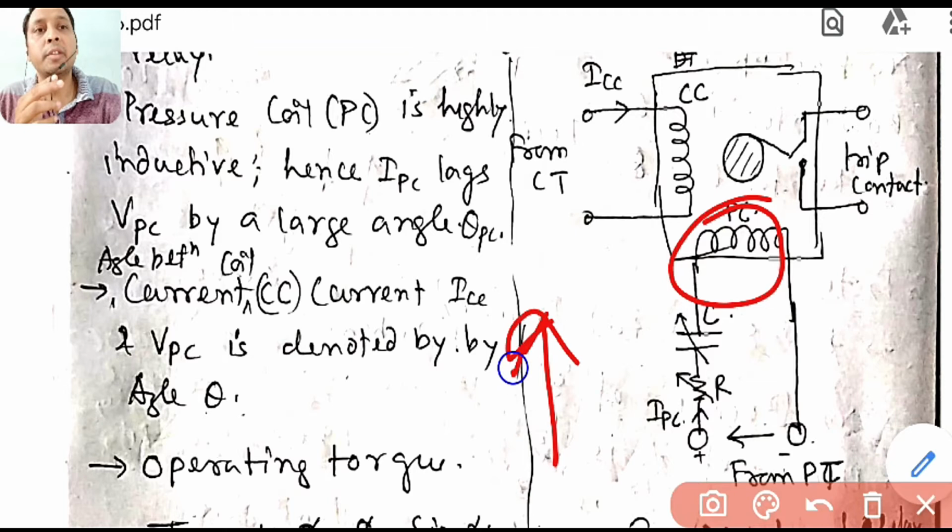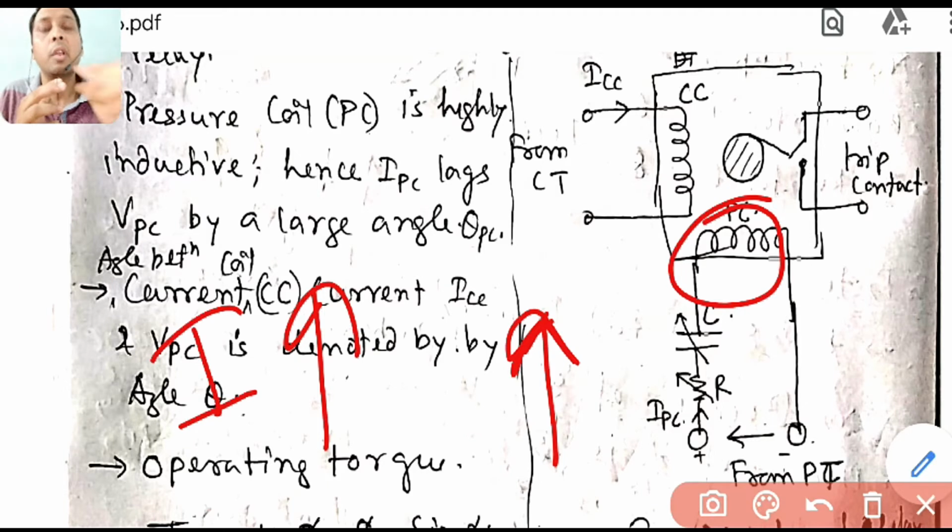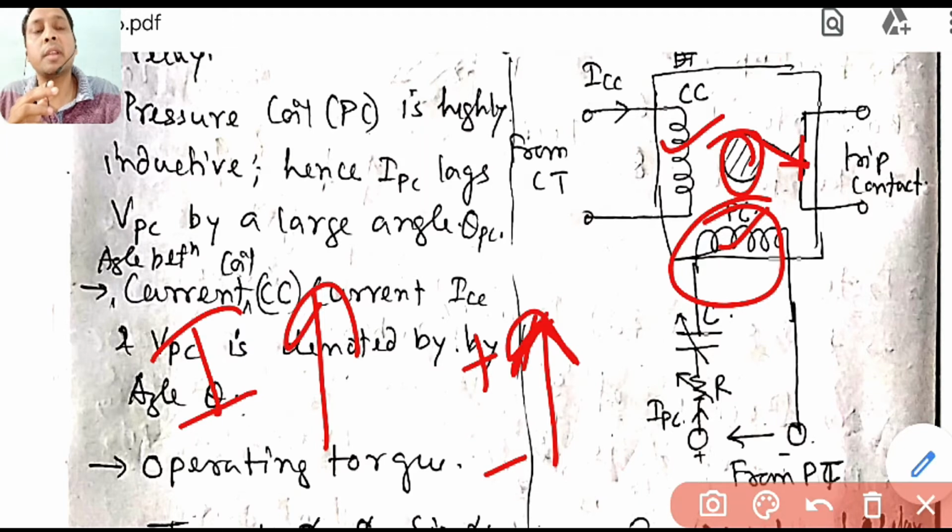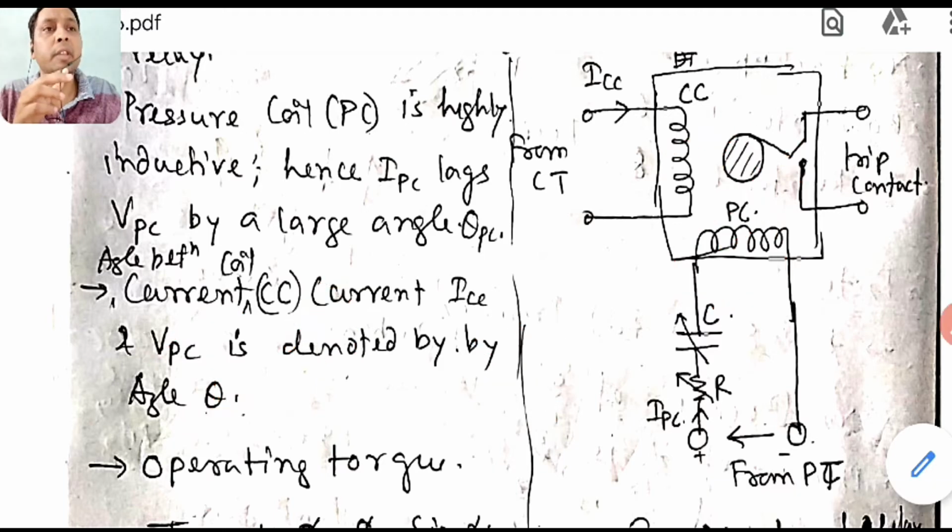What is the meaning of the voltage notation? For current, if this is this, that means current is flowing in. Voltage is not flowing. If someone gives voltage in this notation, that means this is plus, this is minus. So here voltage notation is given in this way. If you apply the voltage across PC, some current will flow, that is known as IPC. So these two fluxes form. Due to this flux, the disc rotates, and once the disc rotates, it hits the trip contact and makes the trip contact close. That was the idea.